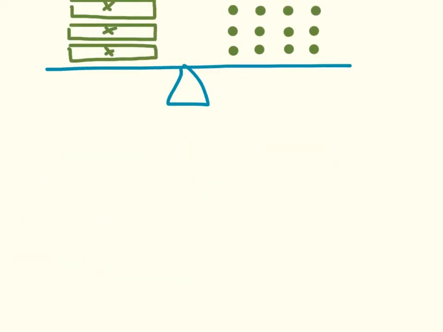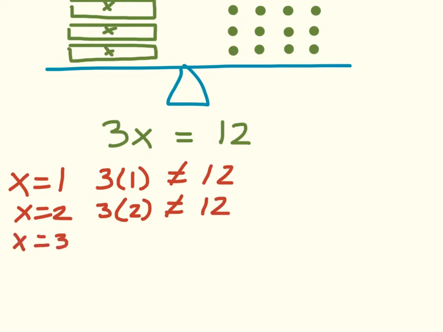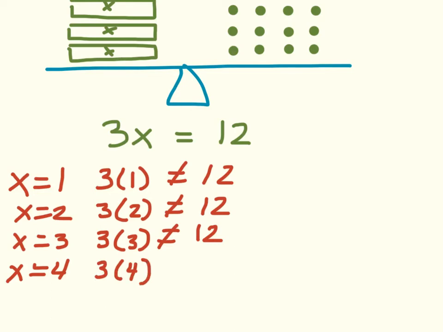Now let's go on to using substitution for a multiplication problem. This balanced scale shows us that 3x is equal to 12. Once again, let's use the guess and check technique to find a value of x that makes 3x equals 12 true. If x equals 1, 3 times 1 does not equal 12. If x equals 2, 3 times 2 does not equal 12. If x equals 3, 3 times 3, nope, still doesn't equal 12. If x equals 4, 3 times 4, finally equals 12. So our solution is that x equals 4.